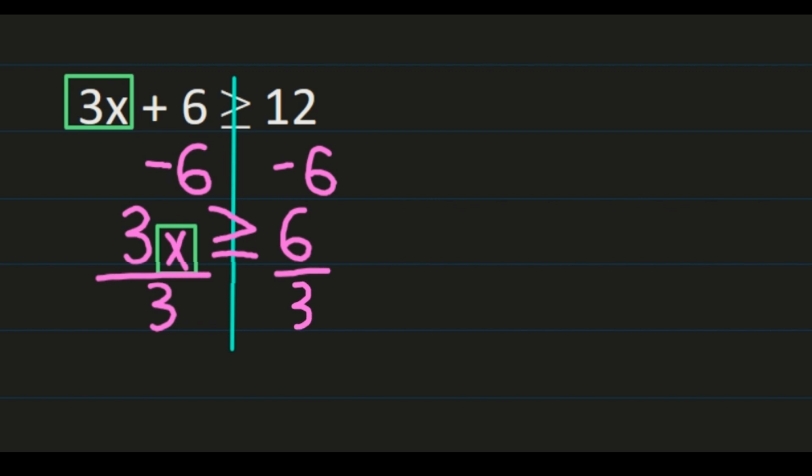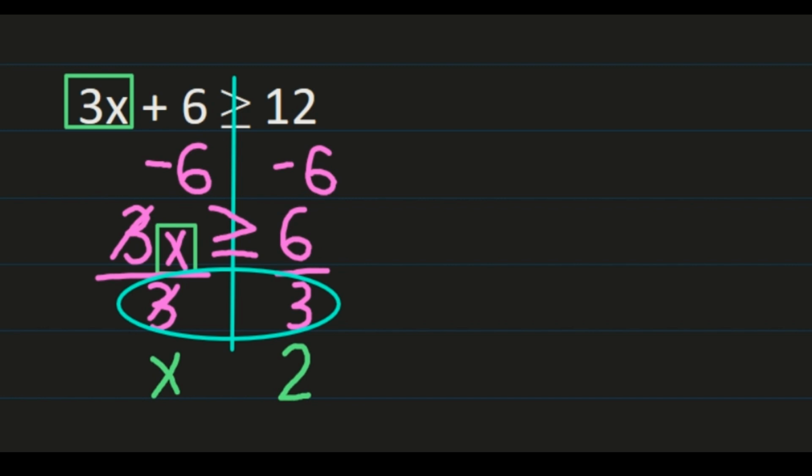On the left-hand side, through my division step, these 3's are going to simplify out, which will leave me with x on the left. And then I have 6 divided by 3 on the right. 6 divided by 3 is 2. Now, that rule was if I divide or multiply by a negative, I'll need to switch that inequality sign. Well, here I divided by a positive. So my inequality sign is going to stay the way it is. So my answer will be x is greater than or equal to 2.